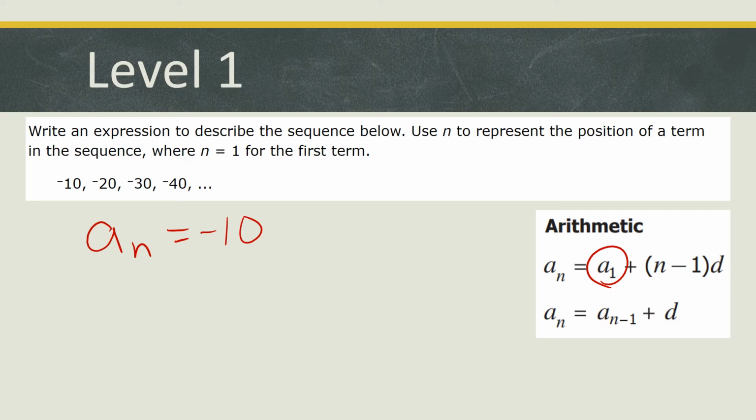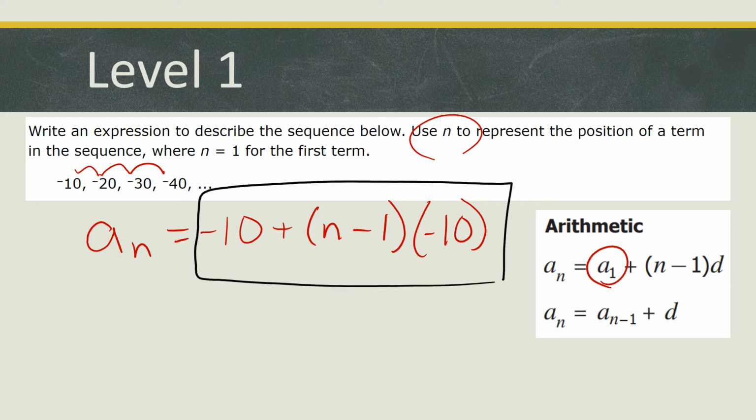And then it says plus n minus 1, and then it says D. Now the D is the common difference, and the common difference is how much it changes each term. And this one is actually minus 10. So I'm going to put minus 10 right there. And so we now have an expression, a formula, and it says use n. So we have a formula in n, and if you were going to type this into Desmos, for example, you would just type it in just like this right there.